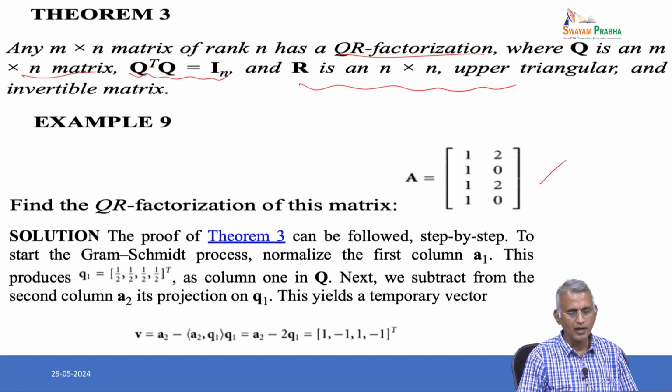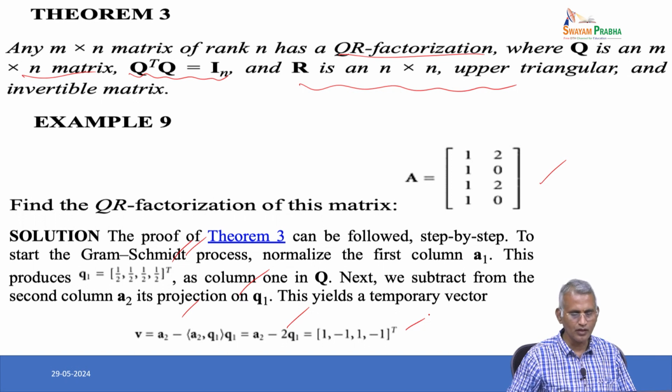By applying the Gram-Schmidt process of normalization, the first column A1 gives Q1 equal to 1/2, 1/2, 1/2, 1/2, and next we subtract from the second column A2 its projection on Q1, which we already discussed. So V equal to A2 minus inner product of A2 and Q1 times Q1, which is equal to A2 minus 2 Q1, and the corresponding values are 1, minus 1, 1, minus 1.